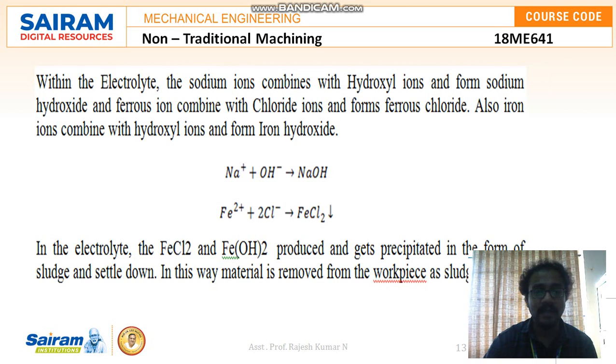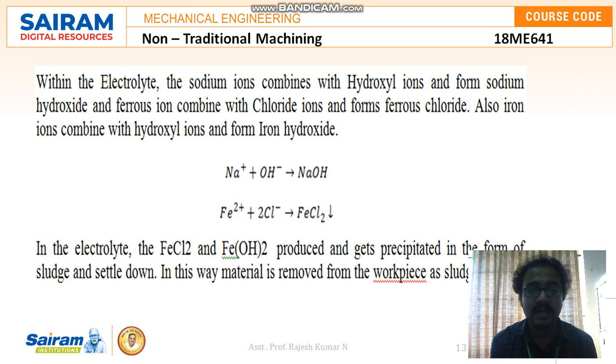Within the electrolyte, the sodium ions combine with the hydroxyl ions and form sodium hydroxide, and the ferrous ions combine with the chloride ions and form ferrous chloride. Ferrous ions also combine with the hydroxyl ions and form iron hydroxide. So sodium is positive and hydroxide is negative, which is nothing but sodium hydroxide. Similarly, ferrous is the positive ion and chlorine is the negative ion, so we will get ferrous chloride.